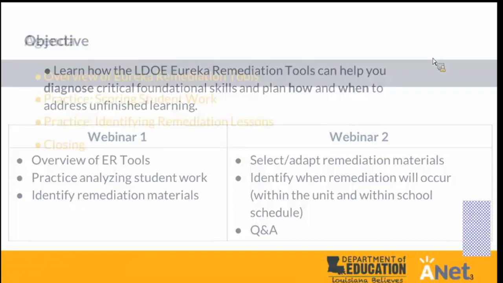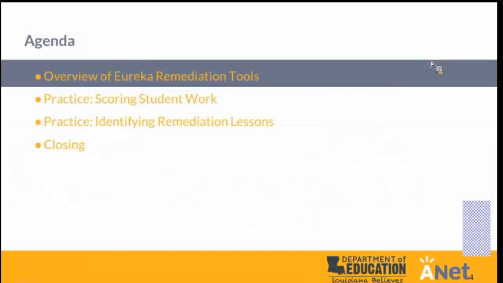Here's our agenda. We'll start with our overview, and then we'll do 2 practice opportunities before we wrap up our time.